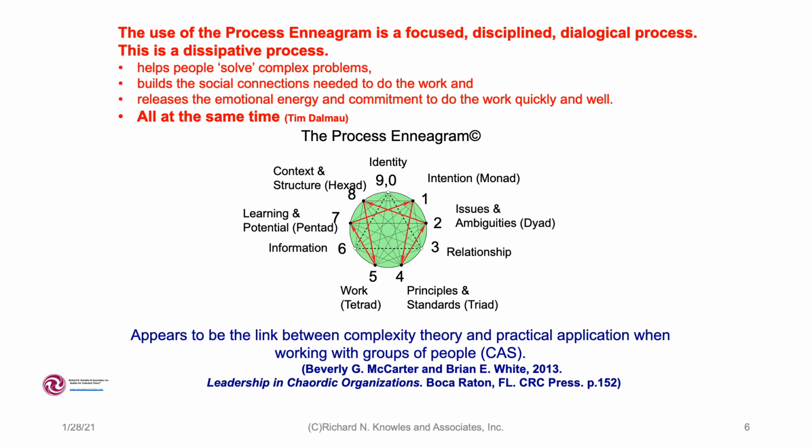This is an important slide which I've shown earlier, but just for review. In the upper part of it, we bring people together to help solve complex problems. In doing this, they build the social connections with other people that they need in order to do the work. And it releases the emotional energy and commitment to get the work done quickly and well. The comment at the bottom of this slide is also quite important. The Process Enneagram is the tool that bridges complex adaptive systems and chaos theories with practical applications. You remember from Module 1 that we're using the Process Enneagram to address complex problems, so we are using the right tool at the right level.